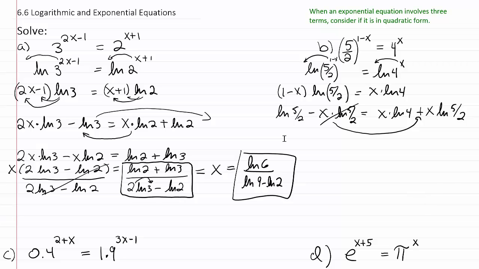All right, and then from there, I have that ln of 5 halves is equal to x ln of 4 plus x ln of 5 halves. So I can pull out now, if I want, the x that's common to both terms on the right. So I end up pulling out the x, and I end up with ln of 4 plus ln of 5 halves. Then divide both sides by that piece to give me ln of 5 halves over ln of 4 plus ln of 5 halves.